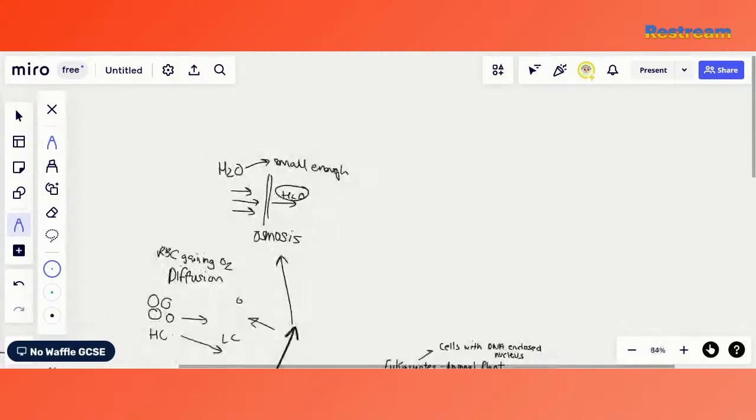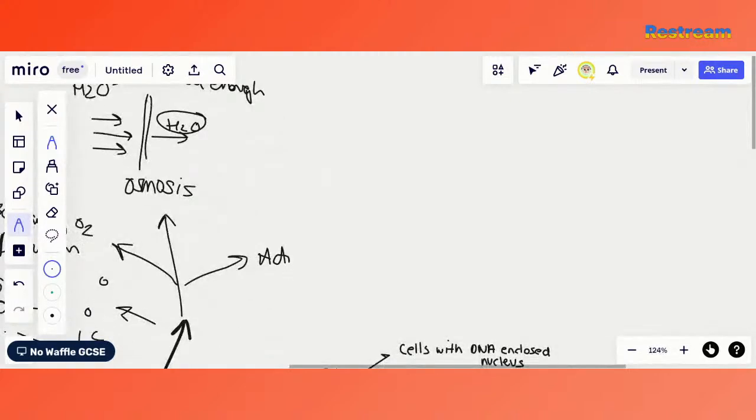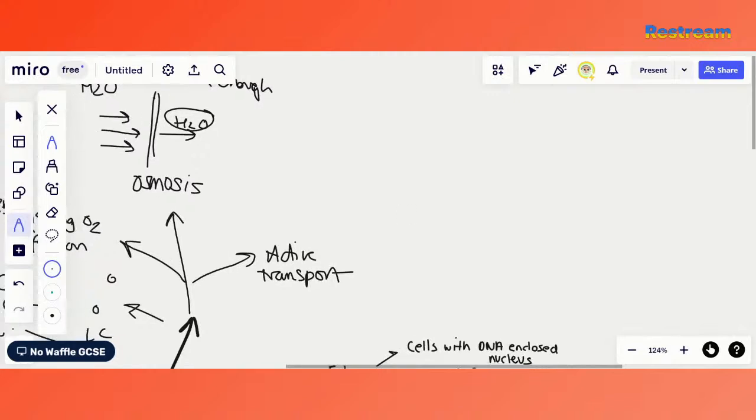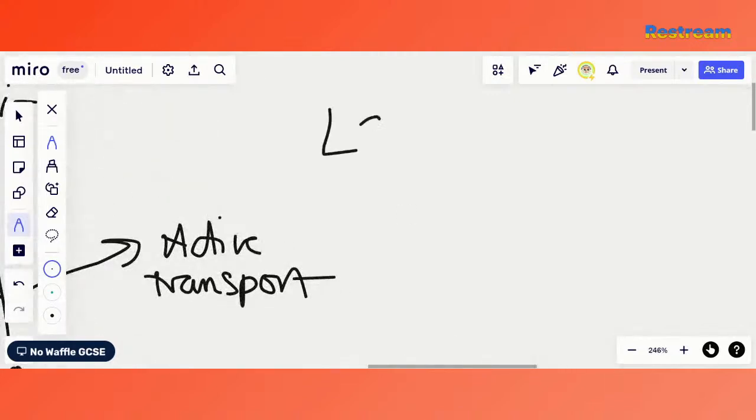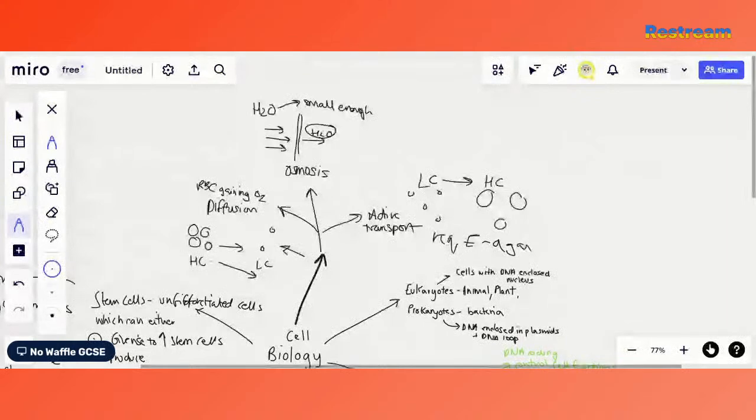And finally, active transport. Active transport is a net movement of particles from an area of low concentration to an area of high concentration, because you're going against the concentration gradient.